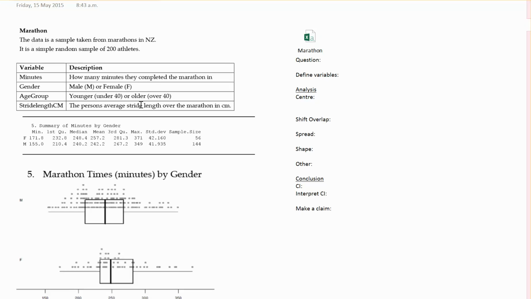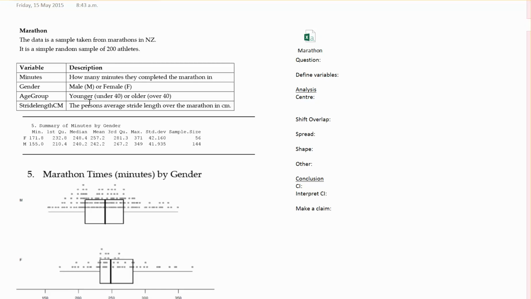So if I was going to write questions, there's a few that I could do here, but I might choose to do how long it takes them to run the marathon and whether they're male and female. So I wonder if there's a difference in the time it takes an individual to run a marathon between male and female runners. I could also compare times and whether they're under 40 or over 40. I could also compare gender and stride length.